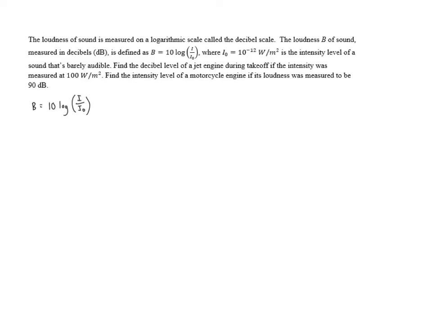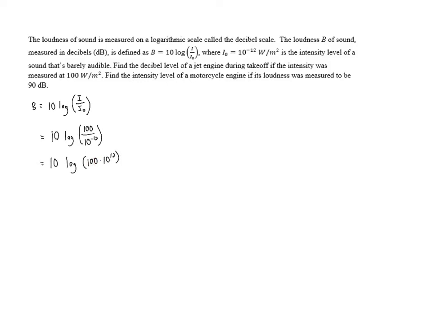Now, in our first problem, when we're looking at the decibel level of a jet engine during takeoff, we're told the intensity is 100, and we also know that I naught is 10 to the negative 12th, so this becomes 10 times the logarithm of 100 over 10 to the negative 12th. Now, we can take this negative exponent and make it positive by moving it to the numerator. This gives us 10 times the logarithm of 100 times 10 to the positive 12th.